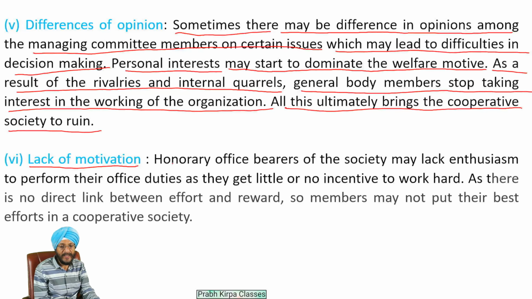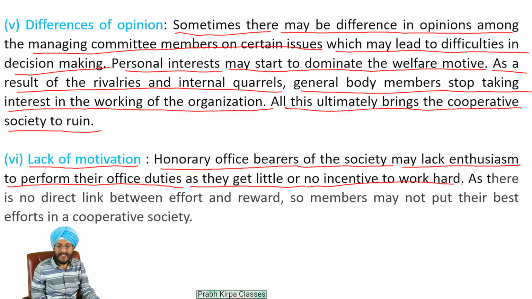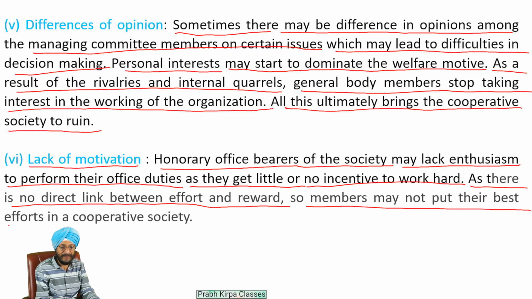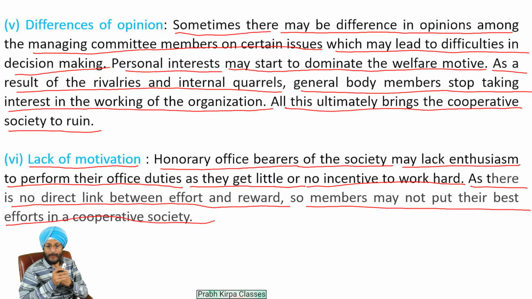Next limitation is lack of motivation. Honorary office bearers of the society may lack enthusiasm to perform their office duties as they get little or no incentive to work hard. As there is no direct link between the effort and reward, members may not put their best efforts in a cooperative society. It means that there may be some honorary office members who may be very hardworking.